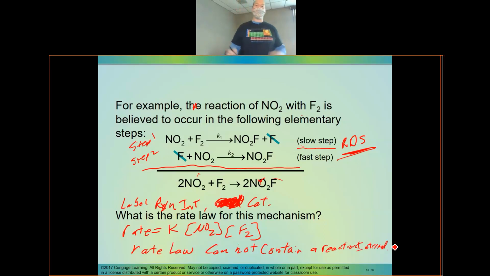All right, and so the problem with the second step, if I just reverse this and the second step was a slow step, then you would have rate is equal to K, concentration of F, concentration of NO2. All right, that cannot be your overall rate law for this mechanism because F is a reaction intermediate. The rate law cannot contain a reaction intermediate. So then you would have to do more algebra in order to cancel out that F, which makes the problem much more difficult.